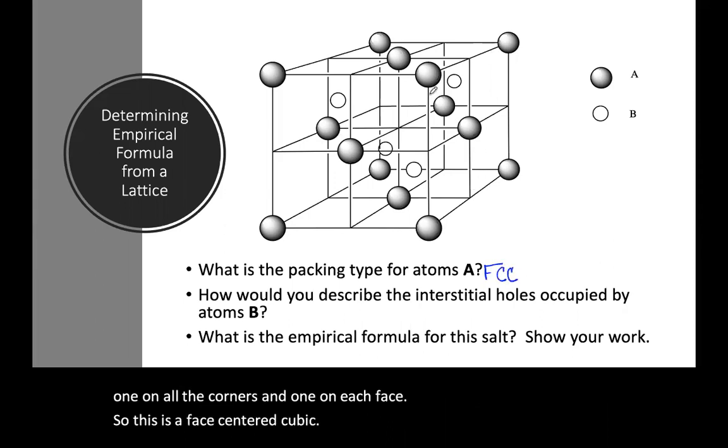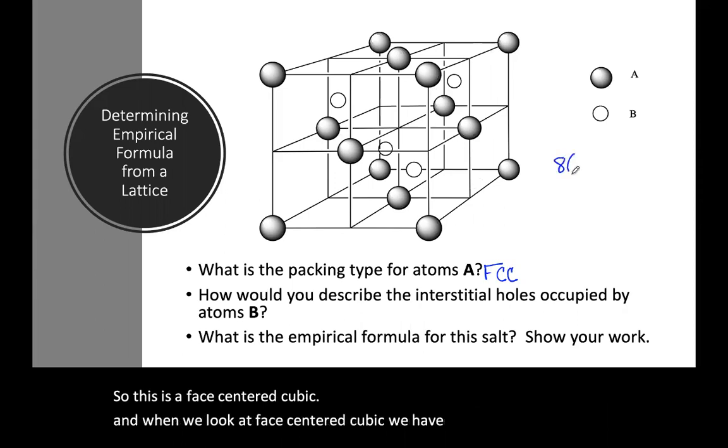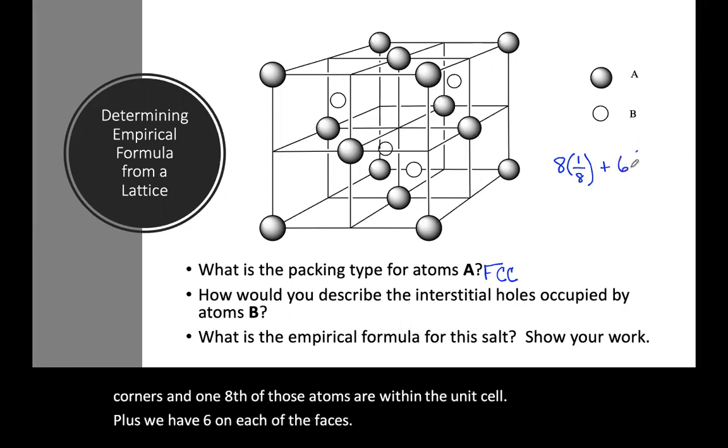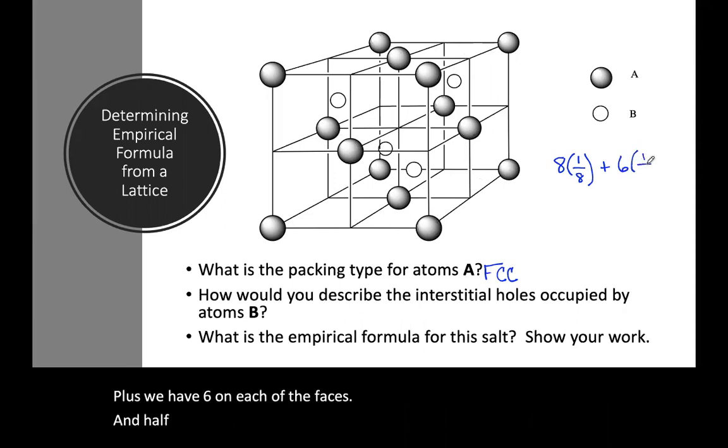And when we look at face-centered cubic, we have 1/8 on each of the 8 corners, and 1/8 of those atoms are within the unit cell. Plus we have 6 on each of the faces, and half of those are in the unit cell. So we get 4 total atoms of type A in the unit cell.